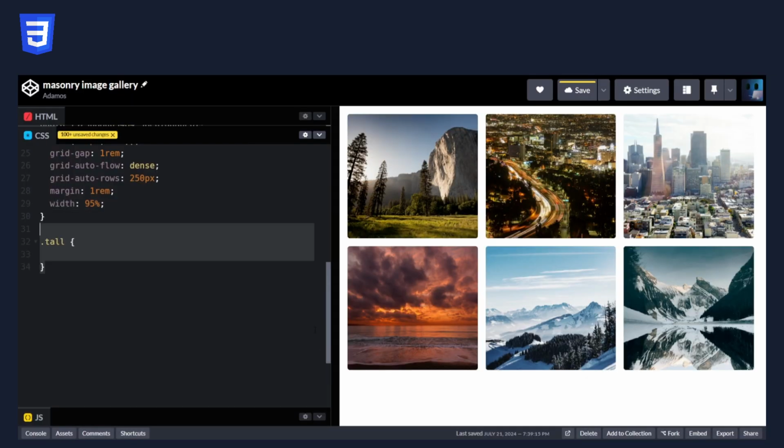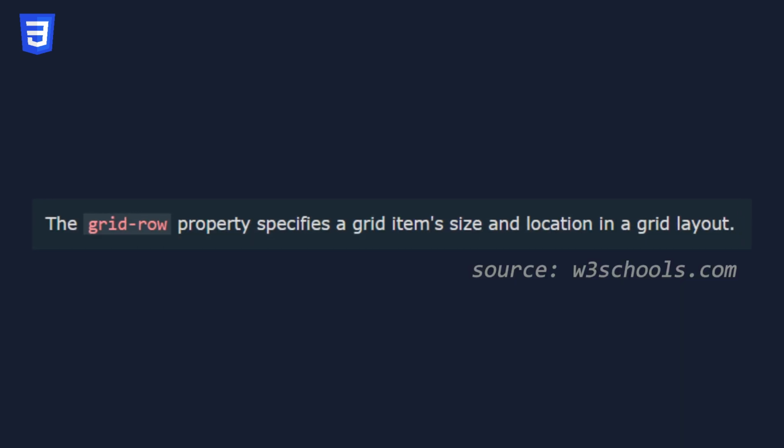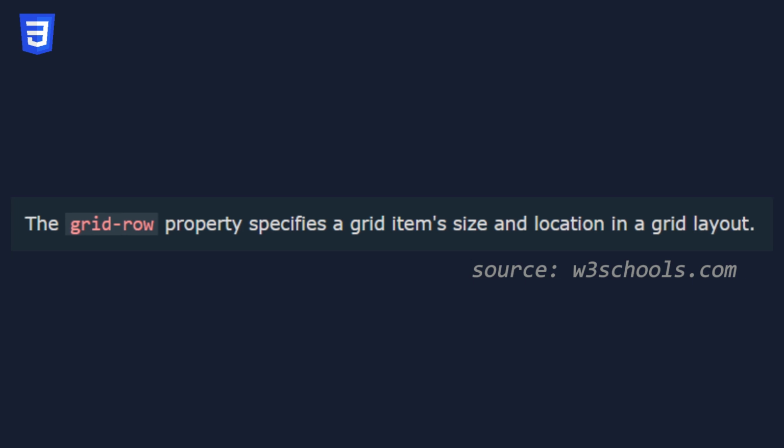So for the tall class, we will use the grid-row property with the value span 2. This property, by the way, specifies a grid item size and location in a grid layout. This ensures that any element with the class tall will occupy 2 rows in the grid layout.